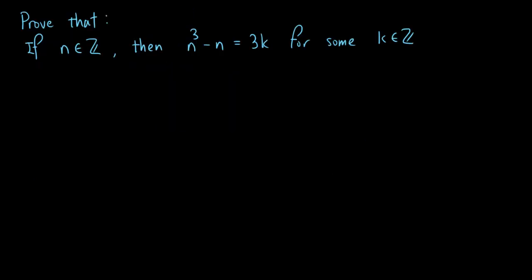Let's look at a harder example. This time, we want to show that if n is an integer, then we always have n cubed minus n equals 3k for some integer k. Let's think about this. Should we separate into the even and odd cases, like in the previous example? Not really, because we are not trying to prove that a number is even or odd. So what are we trying to prove?